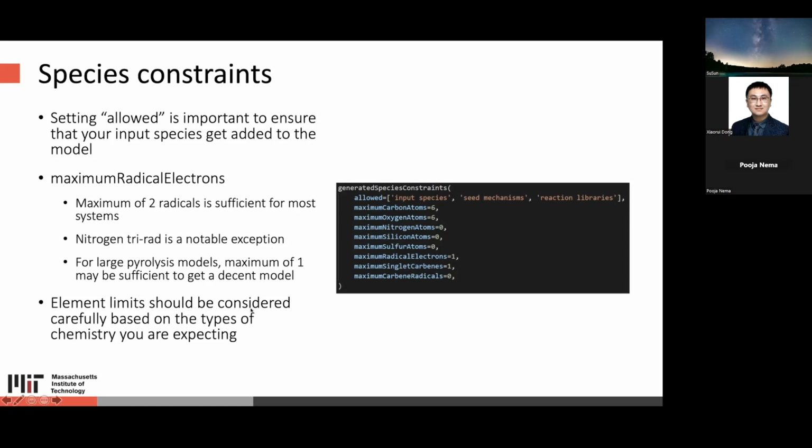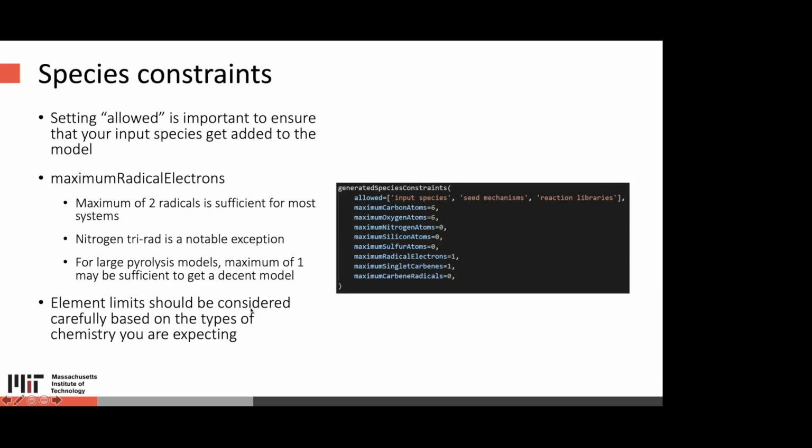And the element limits should be carefully considered, because it depends on what type of chemistry you're expecting. For example, if you're expecting a lot of recombination reactions in your system, then you probably need to carefully calculate the maximum allowed carbon atoms, and the oxygen atoms. Yeah. And for example, if your system is mainly cracking dominant, then you can probably safely set the carbon atoms to be a smaller value.